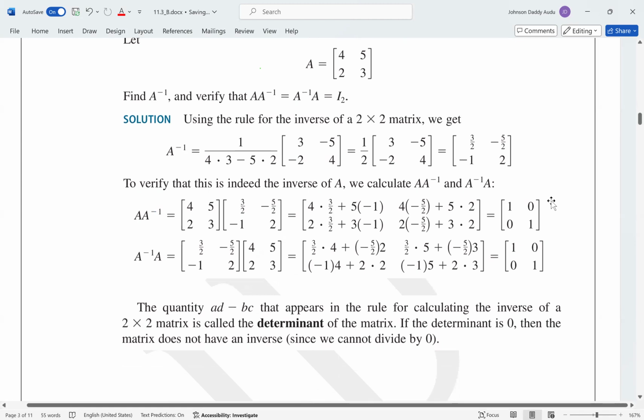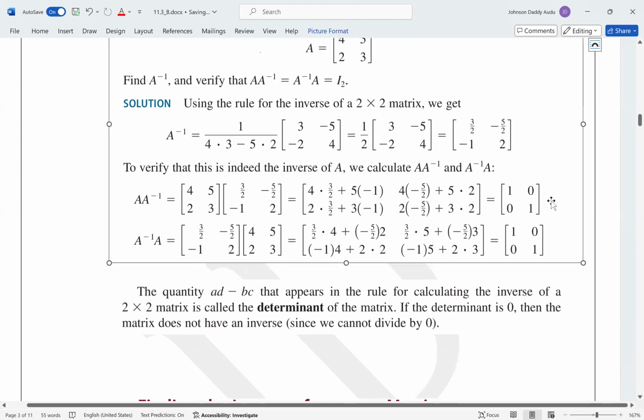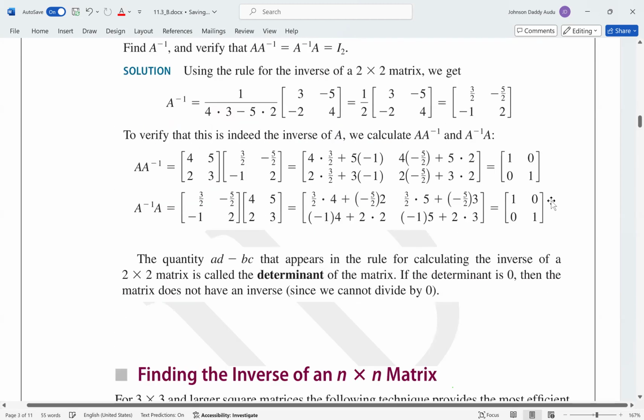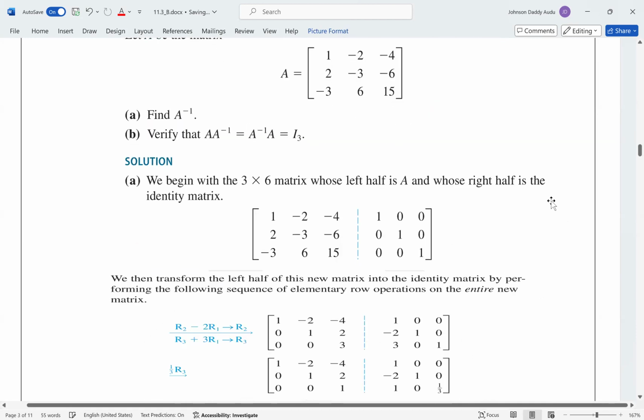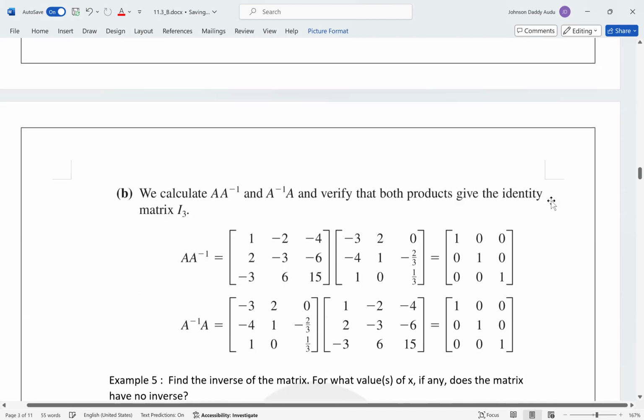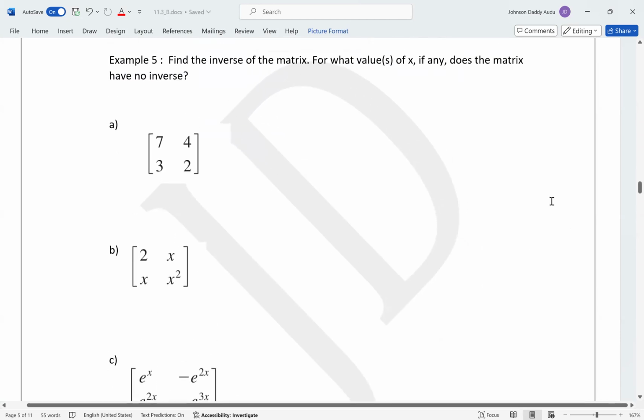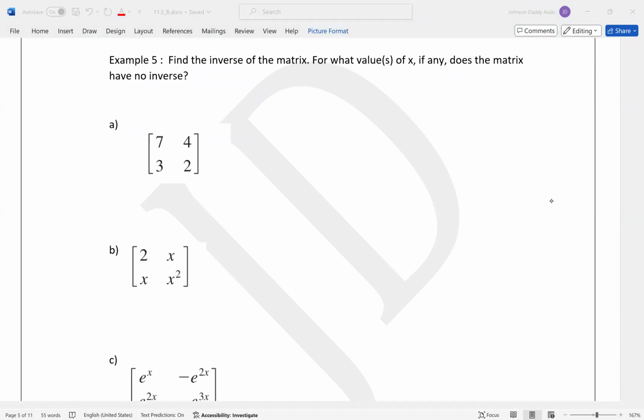So now let's see, how do we find the inverse of a 2 by 2 matrix? Let's just go to this already solved example. For 2 by 2 matrices, let's take these examples here. If you look at example 5, we want to find the inverse of the matrix, and for what values of x, if any, does the matrix have no inverse? So here, this one, we can call it matrix A.